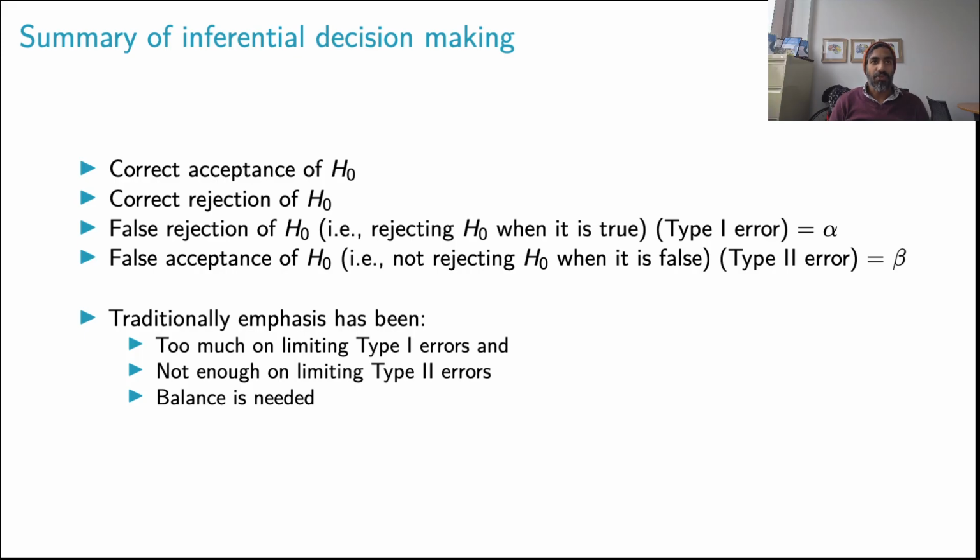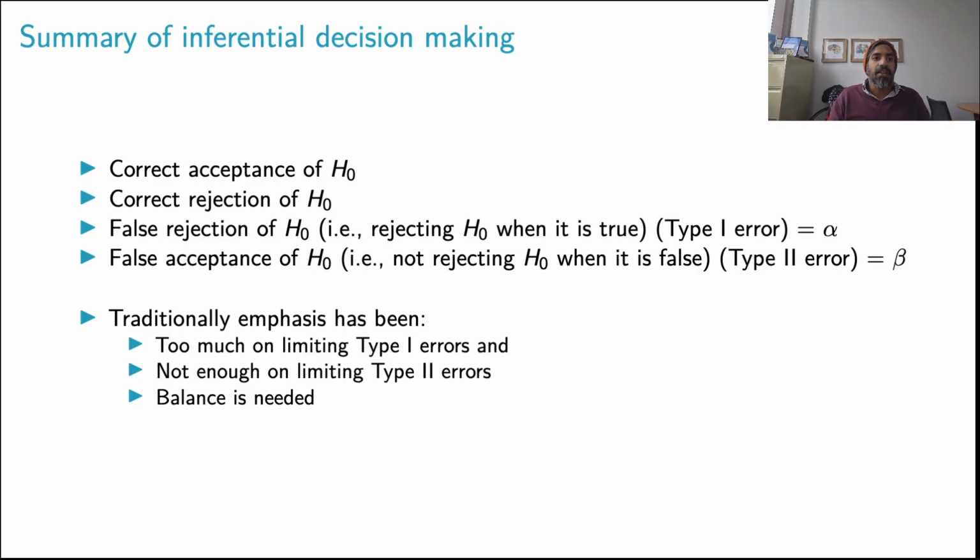So you correctly accept the null hypothesis, you correctly reject the null hypothesis, or you falsely reject the null hypothesis. Your p-value is less than 0.05, even when it shouldn't be, because the true population value is actually the null hypothesis. So you reject the null hypothesis when it's true, so that's a type 1 error, and that's our alpha level. That's the level at which we're willing to accept a proportion of false positives.